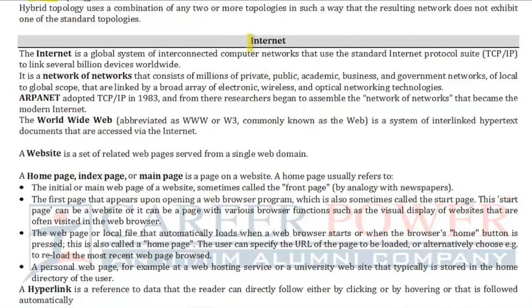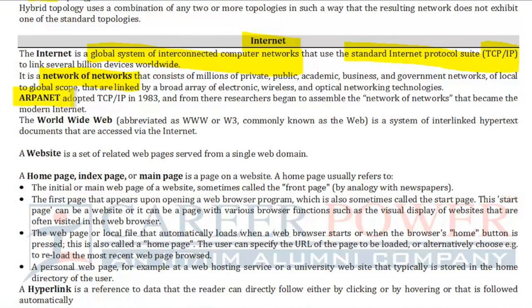Coming over to the next topic, we have the internet. Internet is a global system of interconnected computers. Yes, remember, it is a global system of interconnected computers that use TCP/IP standard protocol suite. It is a network of networks. Internet is also known as a network of networks.